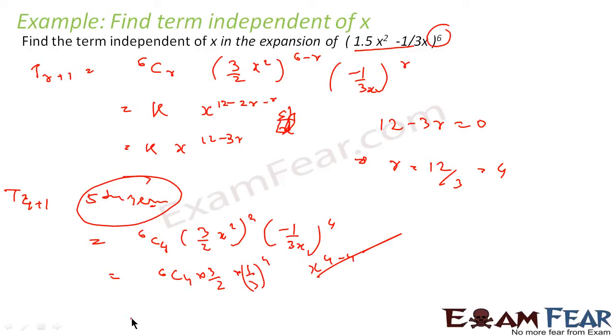And the actual value of the term is 6C4 into (3/2) squared into (1/3) to the power 4. You can solve whatever answer you get. So the approach is very simple. We find T(r+1) and then we say the power of x is equal to 0. For that we find the value of r and we get the answer.